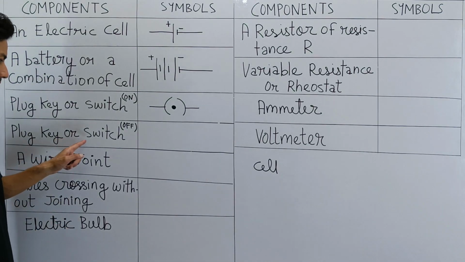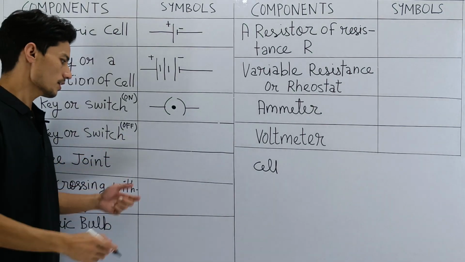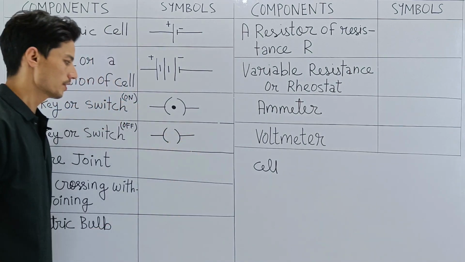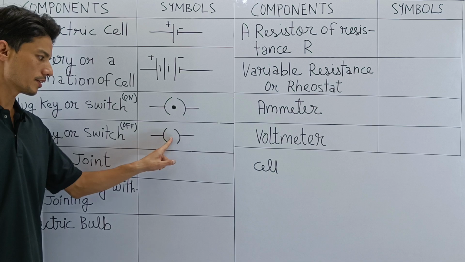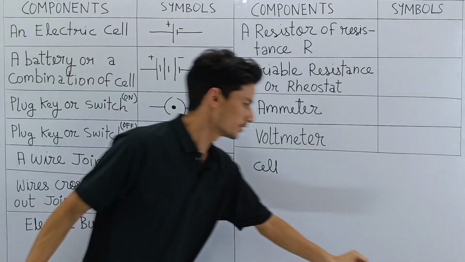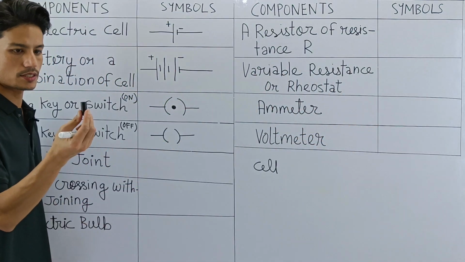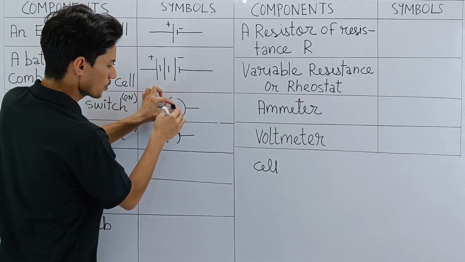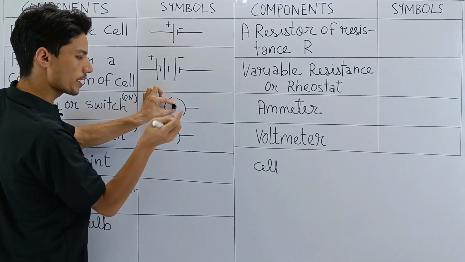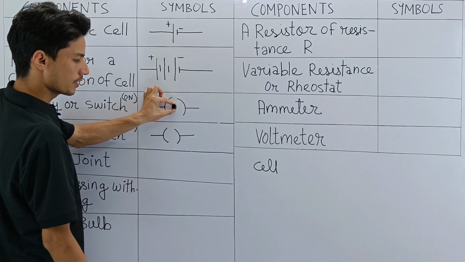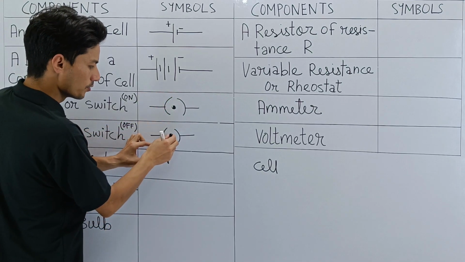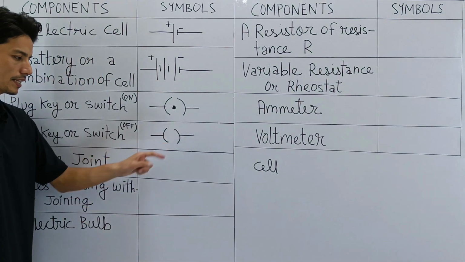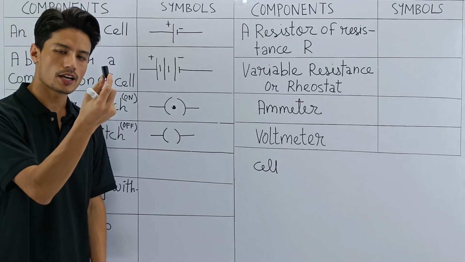Then plug key or switch off. Switch off means everything is same except the black dot is not there, because the key has been removed. For example, let this be a marker cap. If the key is inserted, it will be like this. From the top view, you can see this black thing. Now what if I remove this one? Do you see the black thing? No. Why? Because the key is with me, I have removed it.